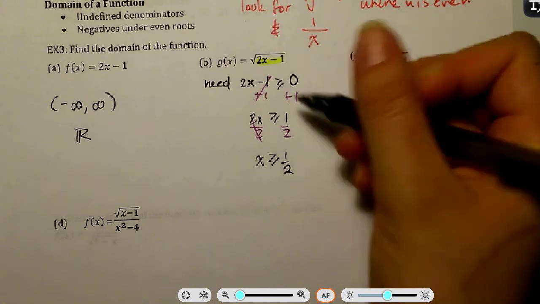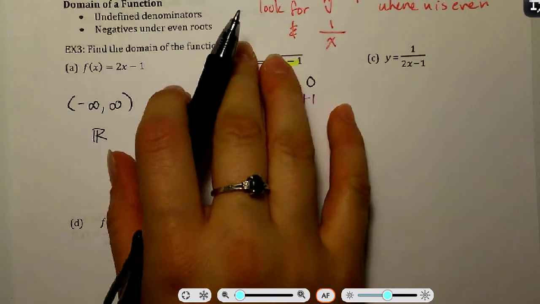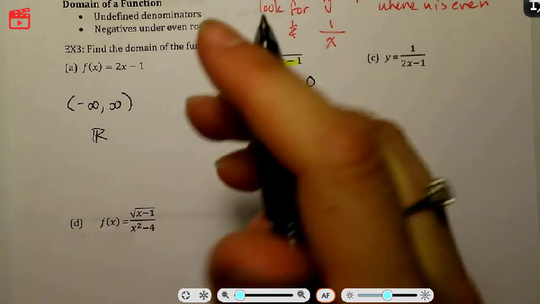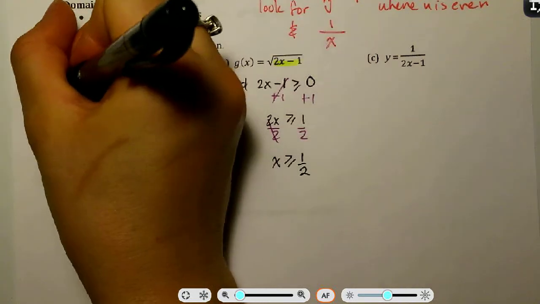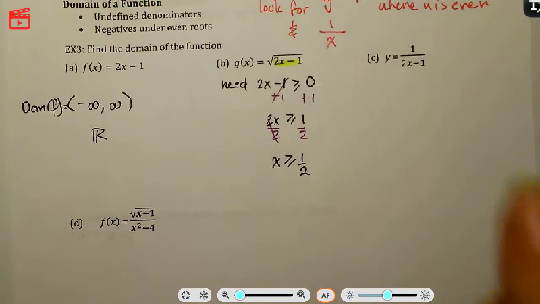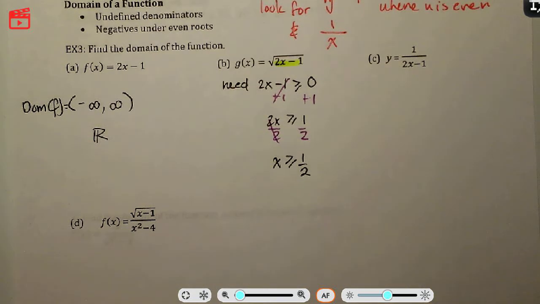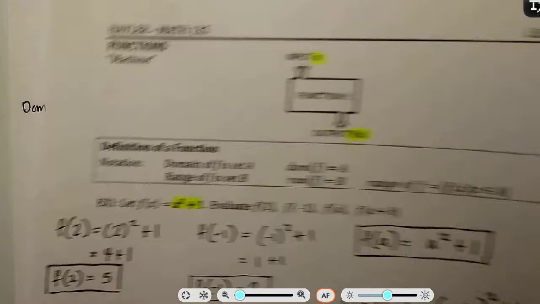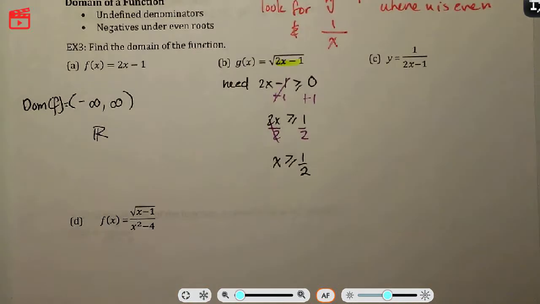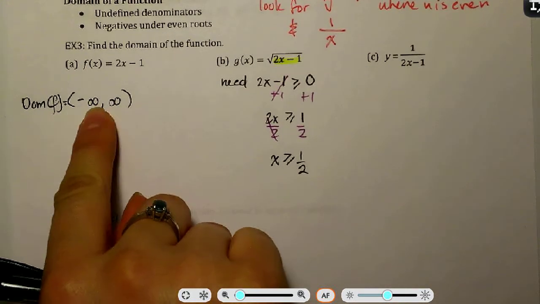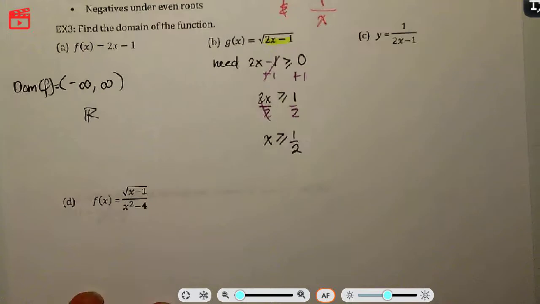Oh, I just realized I need to write this in interval notation. Remember how we said domain of f? I need to write domain of f equals negative infinity to positive infinity. Sorry, that was very much in the beginning, right here. That's how you're going to show the domain of your function. So that's my answer for A: domain of f equals negative infinity to positive infinity.